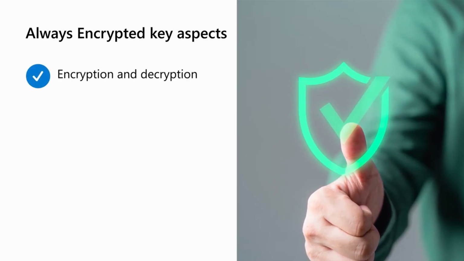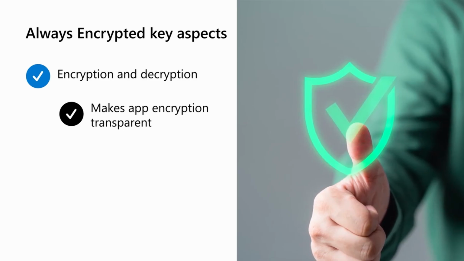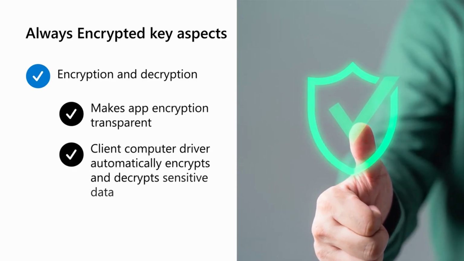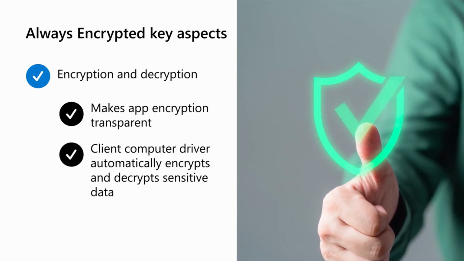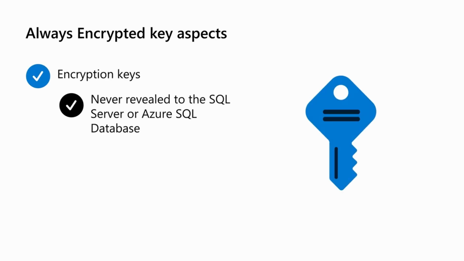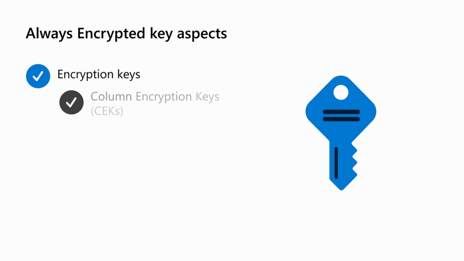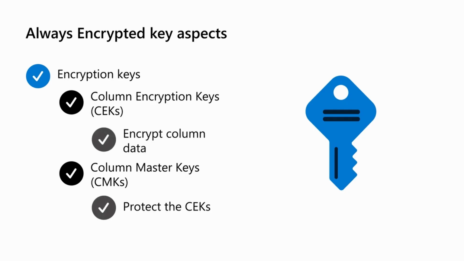Encryption and decryption. Always Encrypted makes encryption transparent to the applications. An Always Encrypted enabled driver installed on the client computer achieves this by automatically encrypting and decrypting sensitive data in the SQL Server client application. Encryption keys. The encryption keys used in this process are never revealed to the SQL Server or Azure SQL Database. Two types of keys are used in Always Encrypted: column encryption keys, CEKs, and column master keys, CMKs. CEKs are used to encrypt column data, and CMKs are used to protect the CEKs.